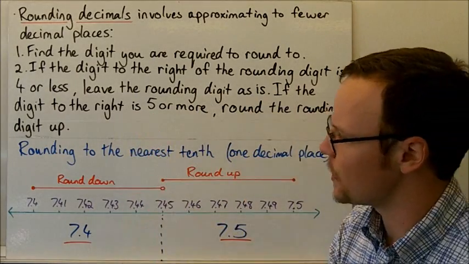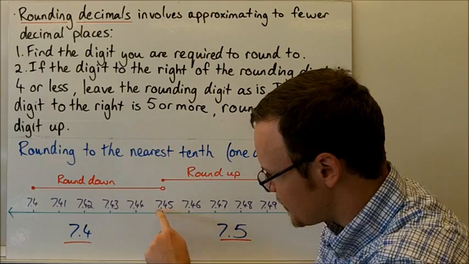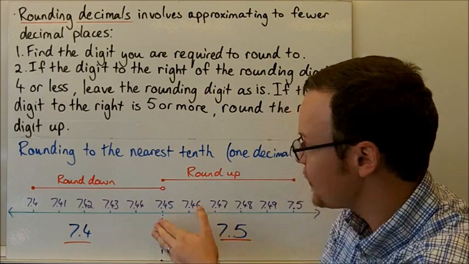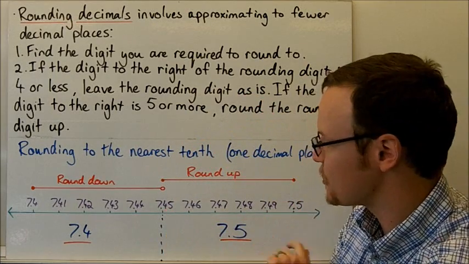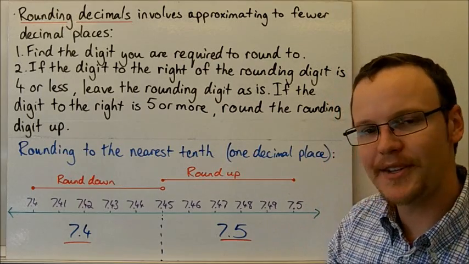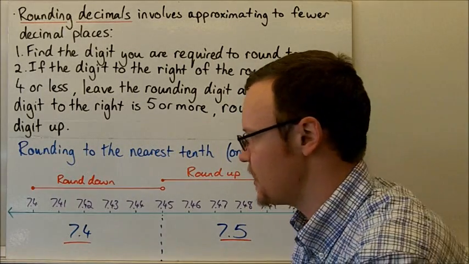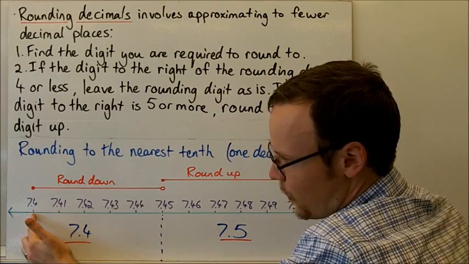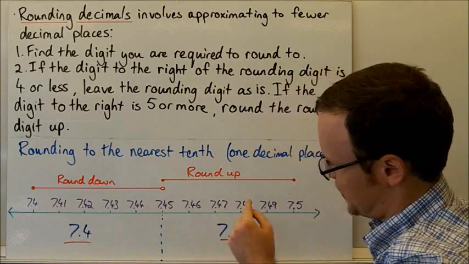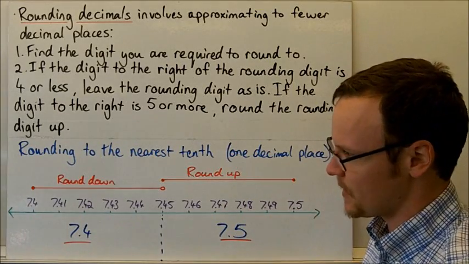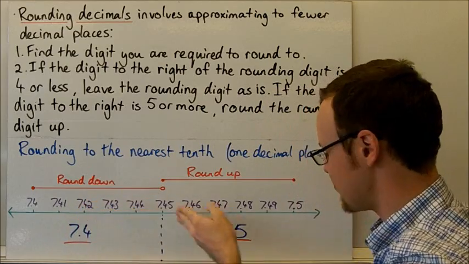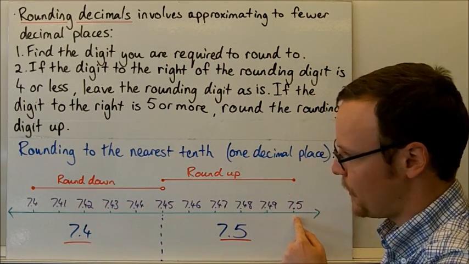But if the digit to the right is 5 or more, so if we see here 7.45, then we round up. So we round up to 7.5. The reason for this is because we're trying to find the number it's closest to. So here we've got 7.4 and 7.5 on our number line, and I've divided it up evenly into the numbers between it. So you can see 7.4, then there's 7.41, 7.42, 7.43, etc., all the way up to 7.5.